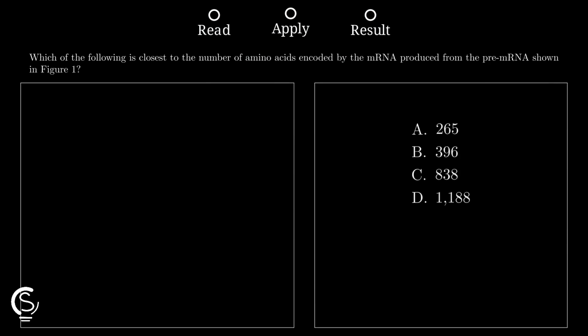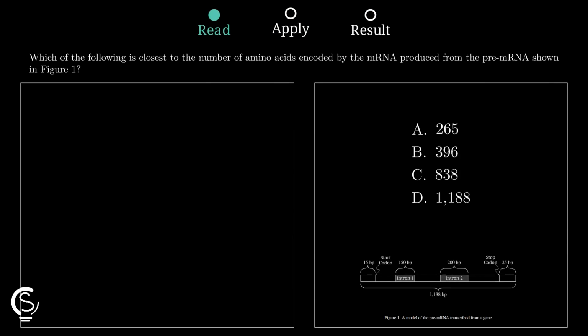First, we need to identify the mature mRNA length by adding up all the exon segments shown in the figure. We must ignore the introns because they are spliced out completely.